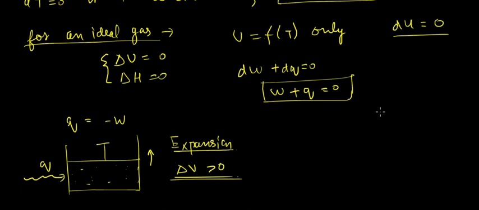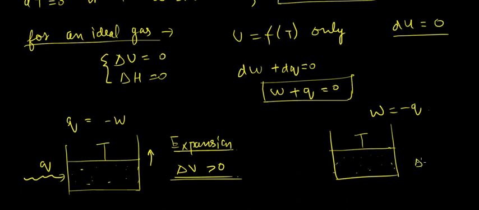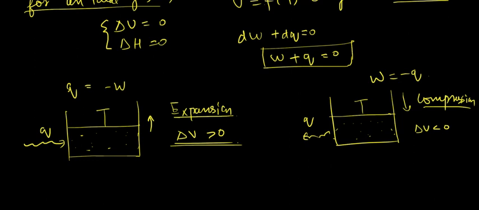And another scenario can be, what about the gas is getting compressed? So if the gas is getting compressed, then we can write that delta V would be negative, and this would be a case of compression, and this boundary would be shifting downwards and heat would be released. Okay, so in this case we can write that heat absorbed by the system is equal to work done by the system.